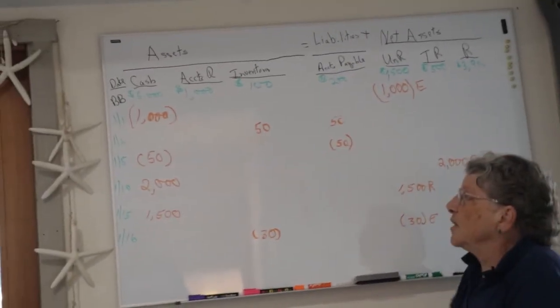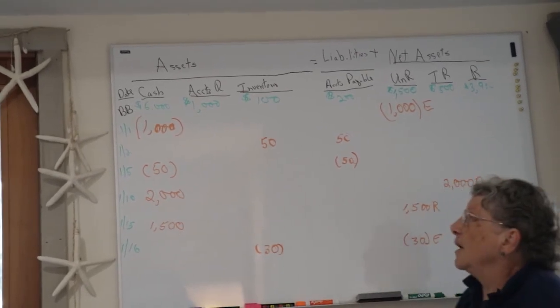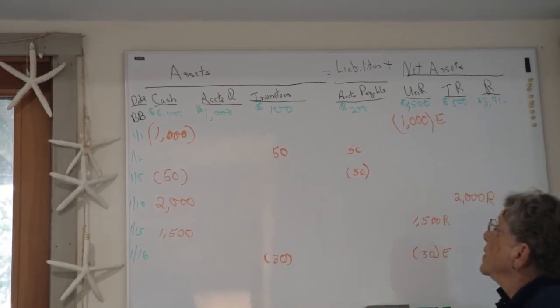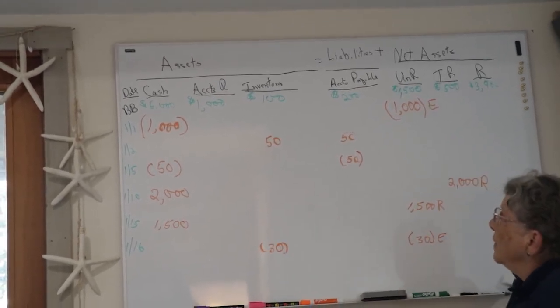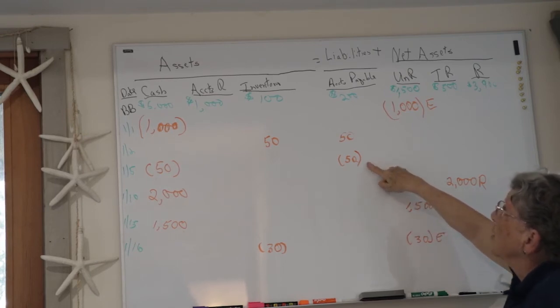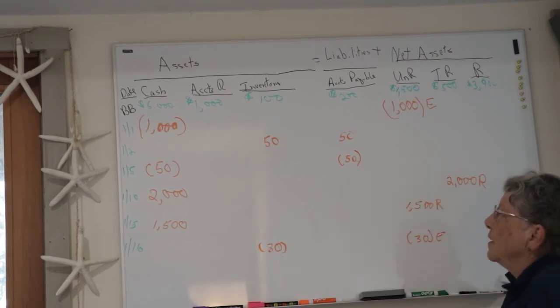So on January 5th, he decides to pay Staples, and of course that means minus $50 in cash. The other thing that happens, though, is that on the other side of the equation, he's paying off his accounts payable, so it's minus $50. It's not over yet.